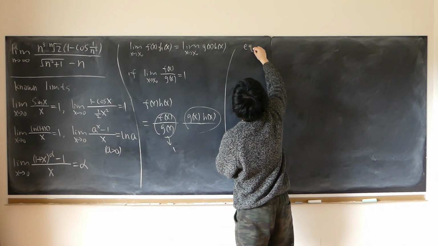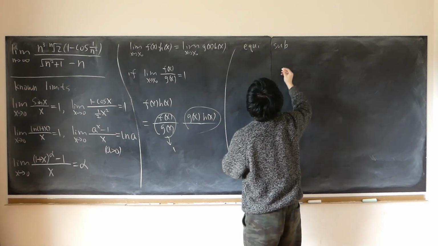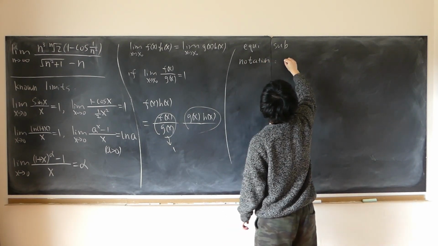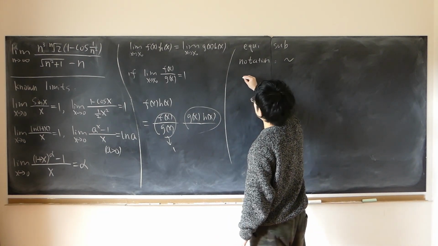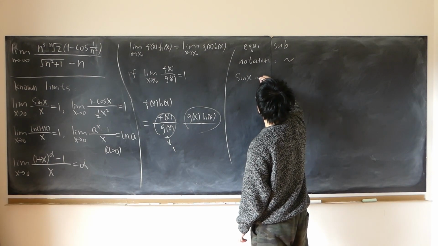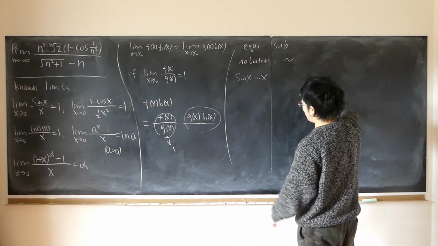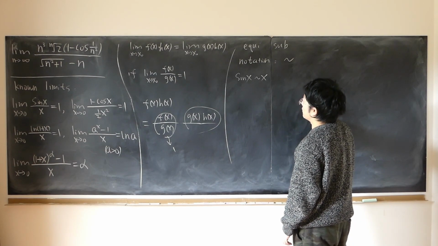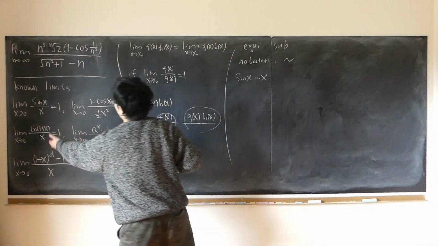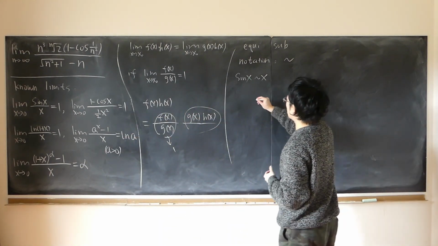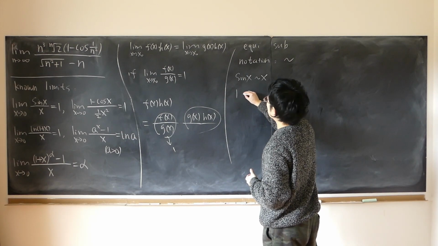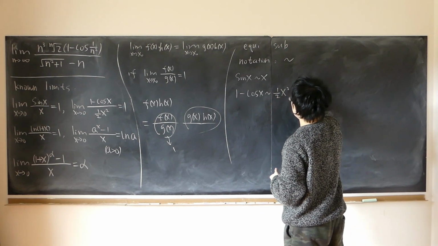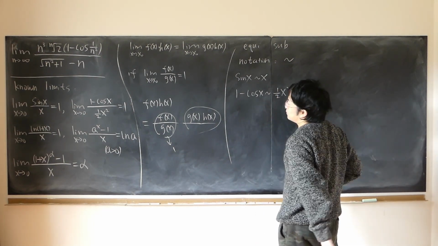So I'm going to use the notation for equivalent substitution. I'm going to say sine x and x are equivalent infinitesimal. Equivalent infinitesimal, meaning the limit of sine x over x is equal to 1. That's what I'm talking about. So likewise, 1 minus cosine x and half of x squared, they are equivalent infinitesimal, right, as x approaches 0.